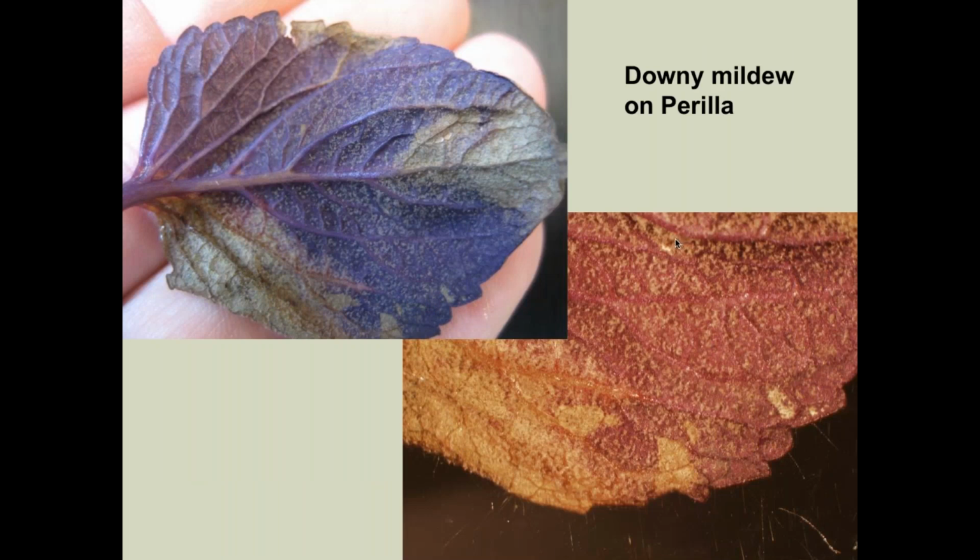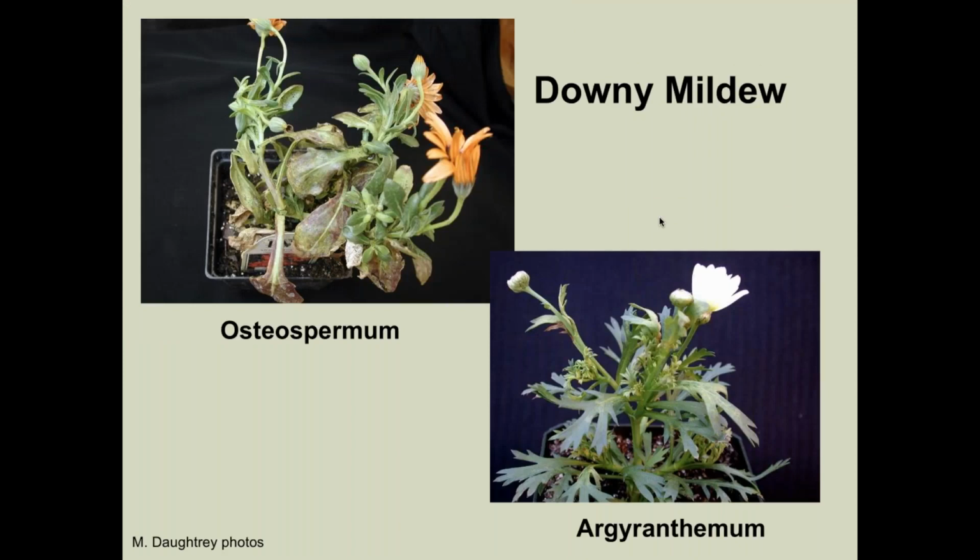Here's downy mildew on perilla. Again, with the color pattern on this perilla, it's very hard to see, but on the upper surface we see sort of a discoloration and necrosis of the leaf. When we flip that over, this brownish granular growth is actually all of the sporangia from the downy mildew fungus. Here's one in the case of osteospermum and also argyranthemum, where the downy mildew not only causes discoloration of the leaves, but also causes a growth distortion. Particularly on the argyranthemum in the lower left, the youngest growth is very distorted, almost looking a little bit like an herbicide injury.